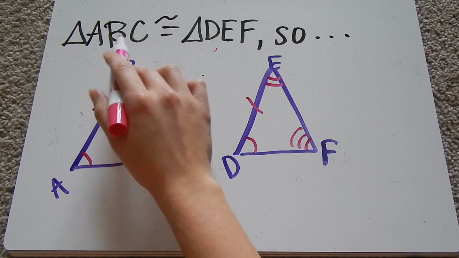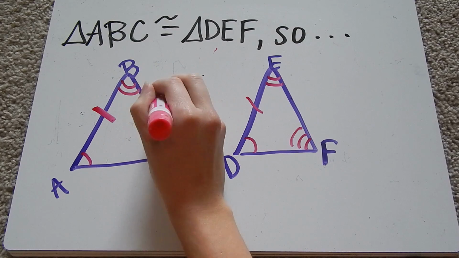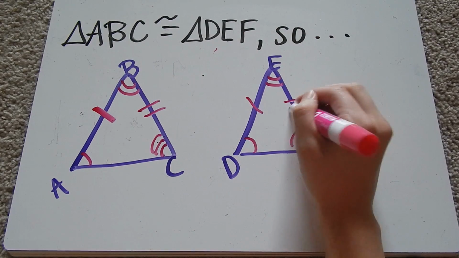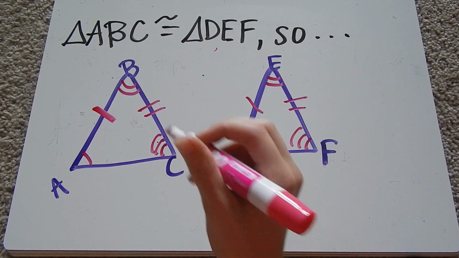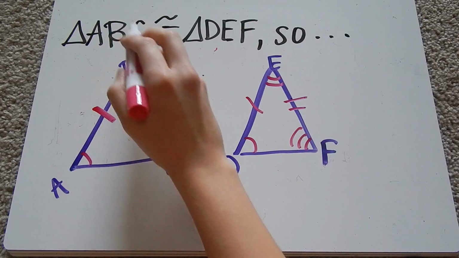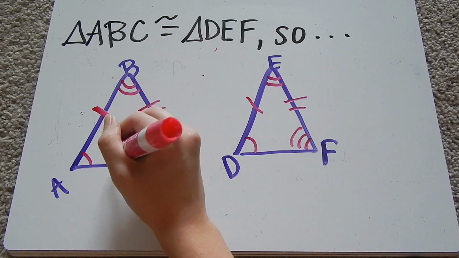Now we go to BC. BC is going to be congruent to EF. And then our last side is first and last, so AC is congruent to DF.